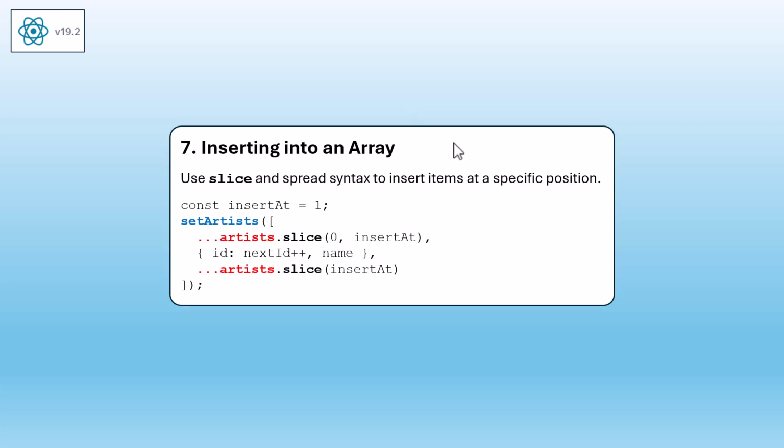7. Inserting into an array. Sometimes you'll want to insert an item not at the beginning or end, but at a specific position. To do this, you can use the spread syntax together with slice. Slice lets you split your array into parts before and after the desired insertion point. You then create a new array by combining the first part, the new item, and the second part. This produces a new array without mutating the original one.